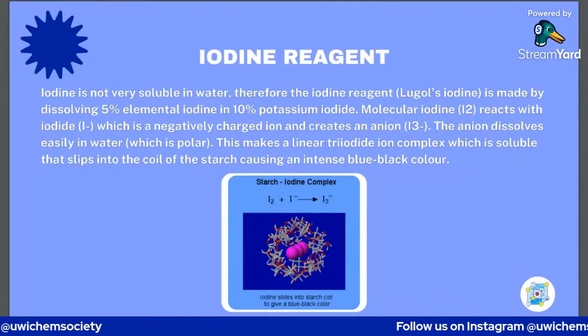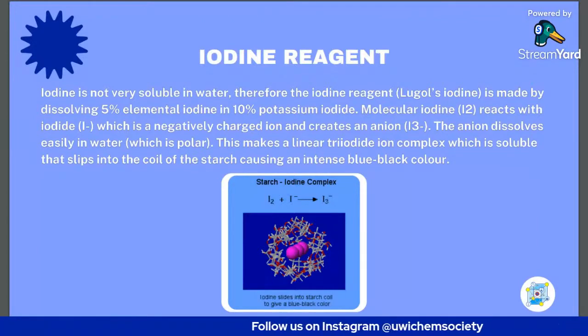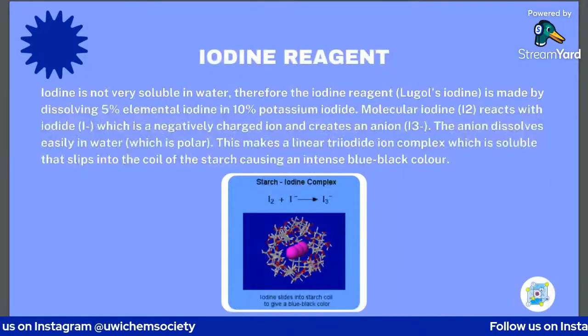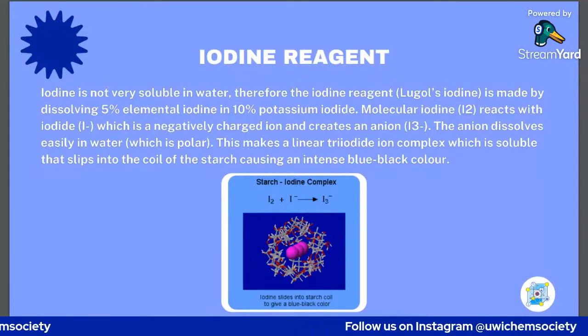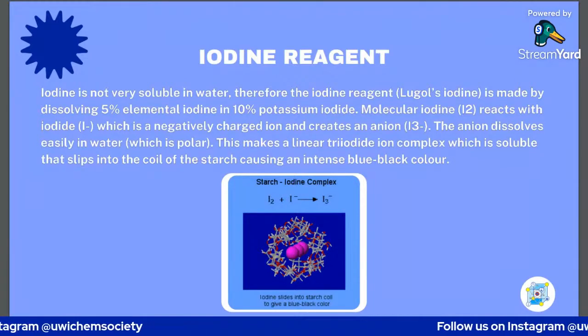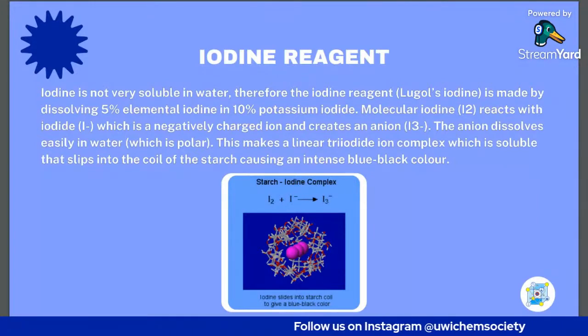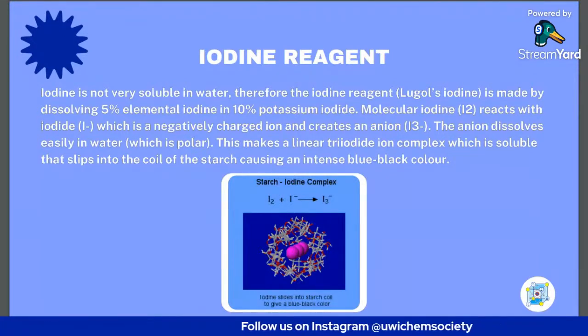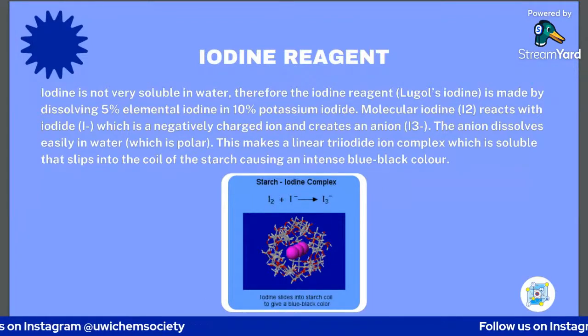So your molecular iodine, which is I2, reacts with the I- ion that is in your potassium iodide, and it will create an anion, which is I3-. So this anion is polar, so it can dissolve in water. And this linear tri-iodide complex is able to slip into the coils of the starch structure. So when it slips into the structure of the amylose and amylopectin, it produces this intense blue-black color.